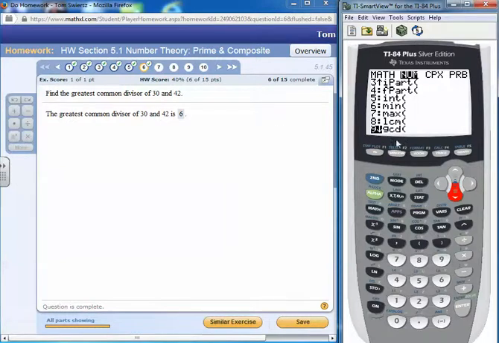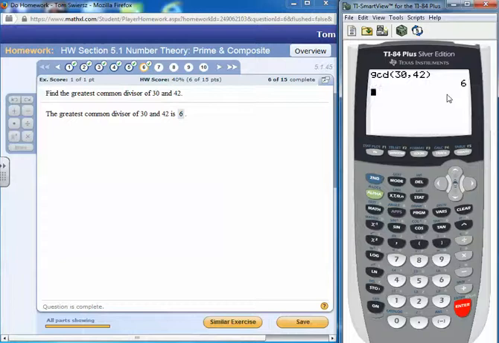And then when you have that highlighted, hit enter, and you put in the 2 numbers separated by a comma. Comma is above the 7, and you don't even need the right paren key, but if you put it in, that's fine. And you hit enter, and you automatically get your GCD, which in this case is 6.